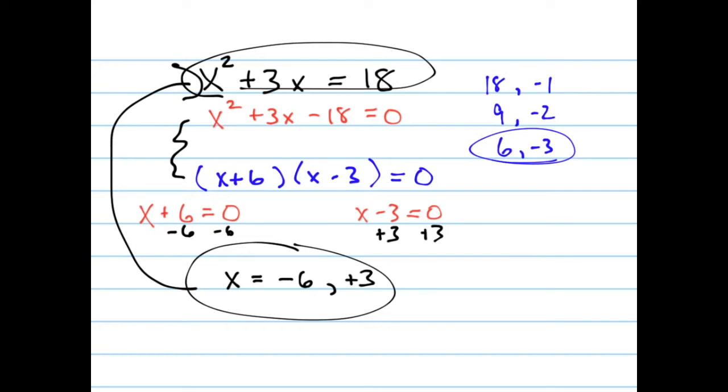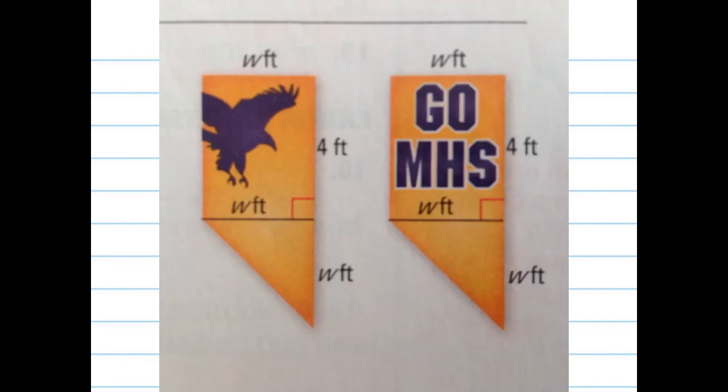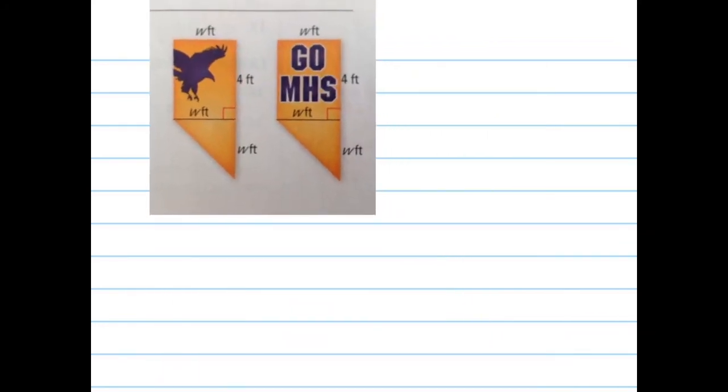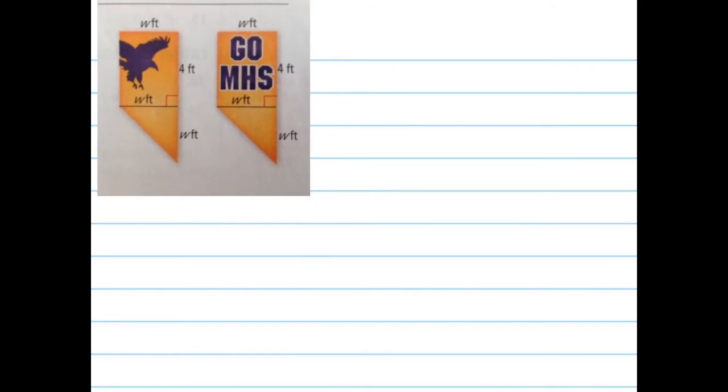So let's make it a word problem. You are making banners to hang during School Spirit Week. Each banner requires 16.5 square feet of felt and will be cut as shown. Find the width of one banner. So we've got our banner set up like this. We want to know what the width of one banner would be, that W.